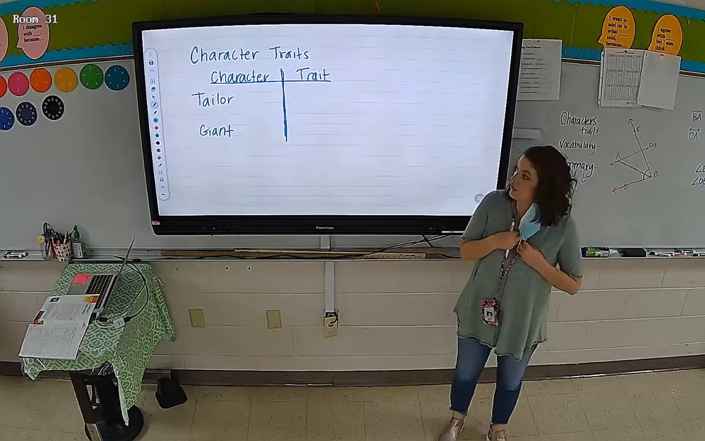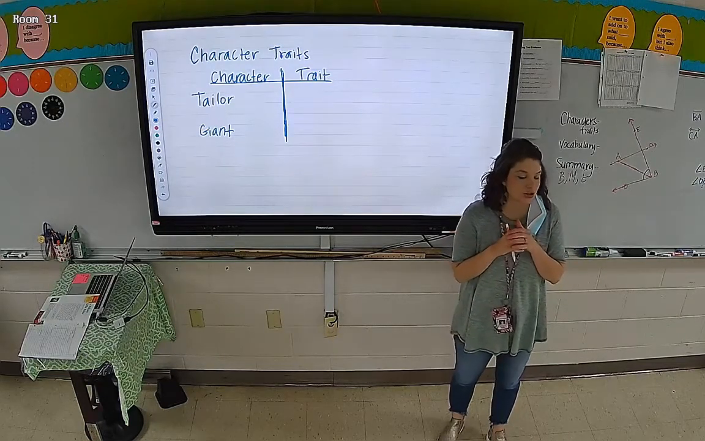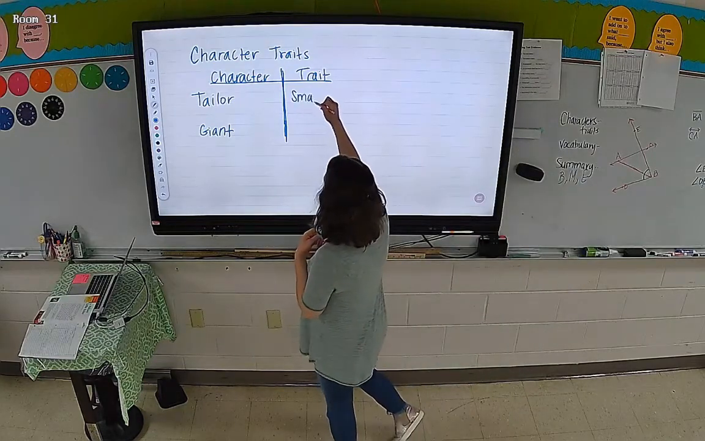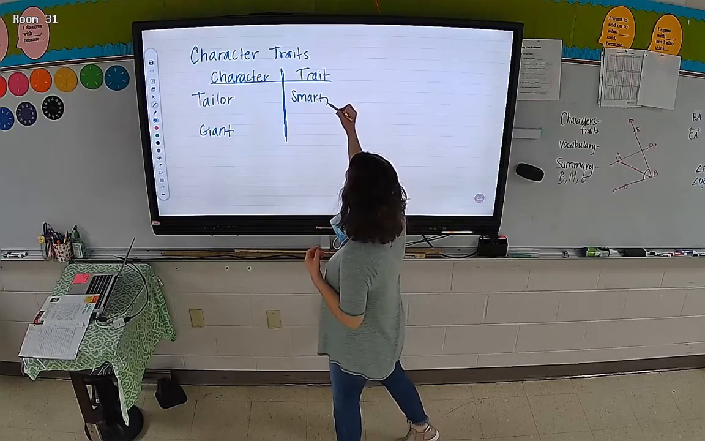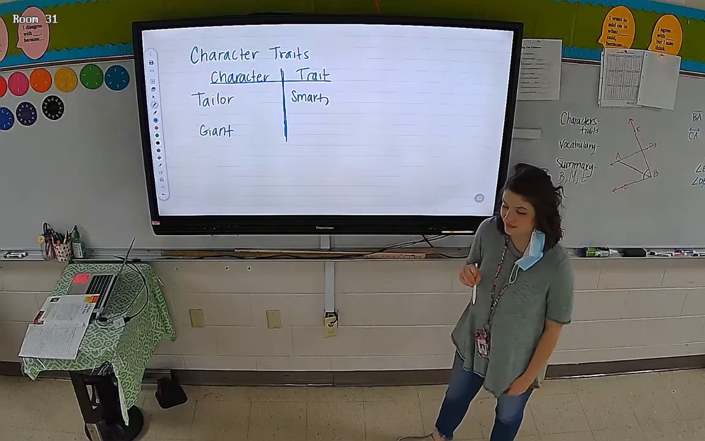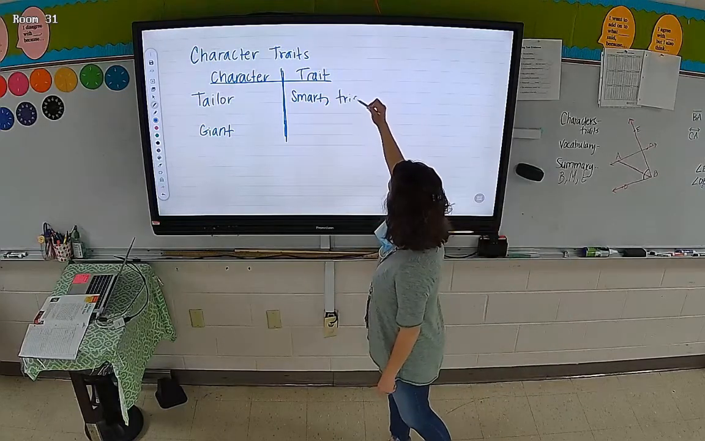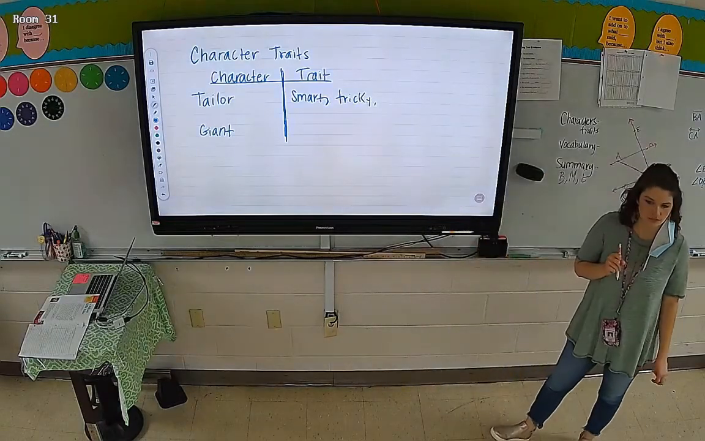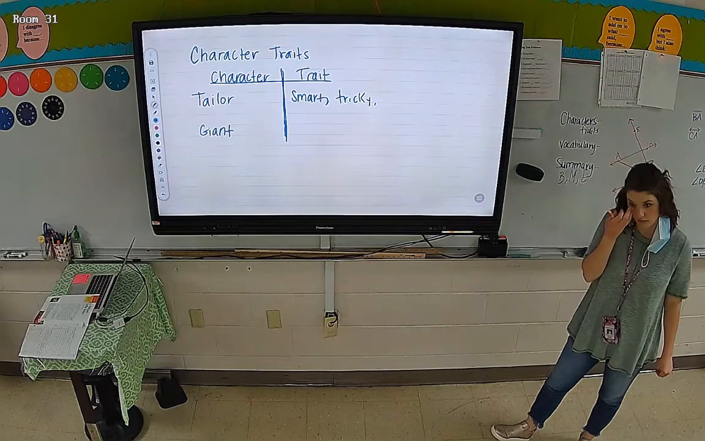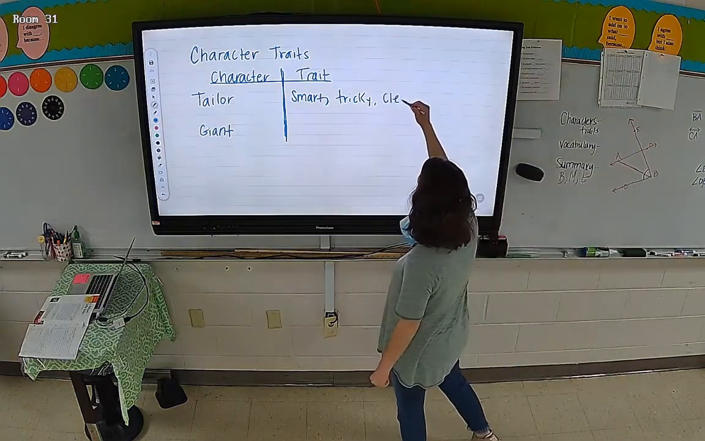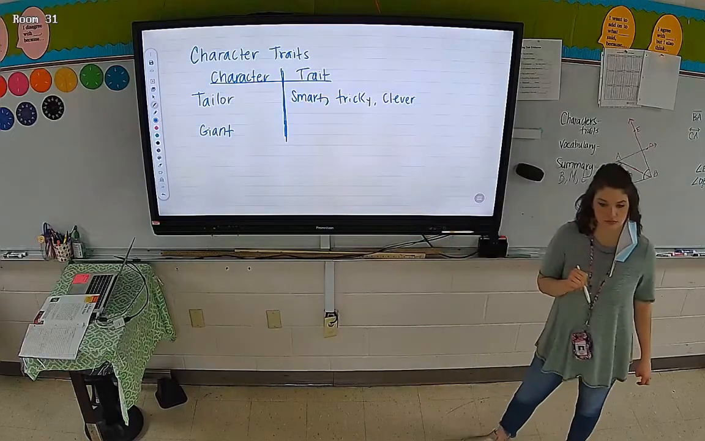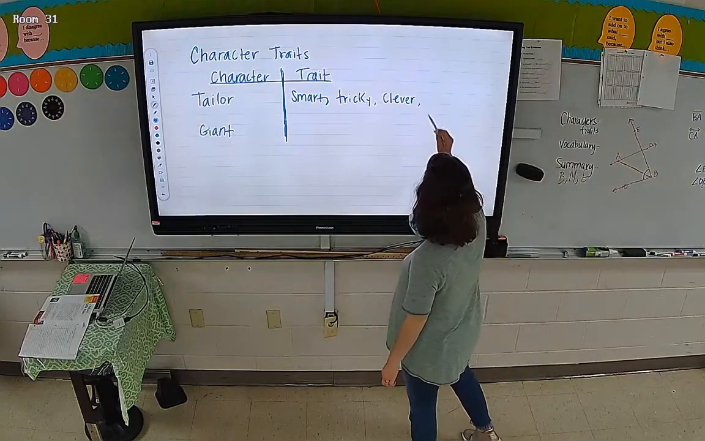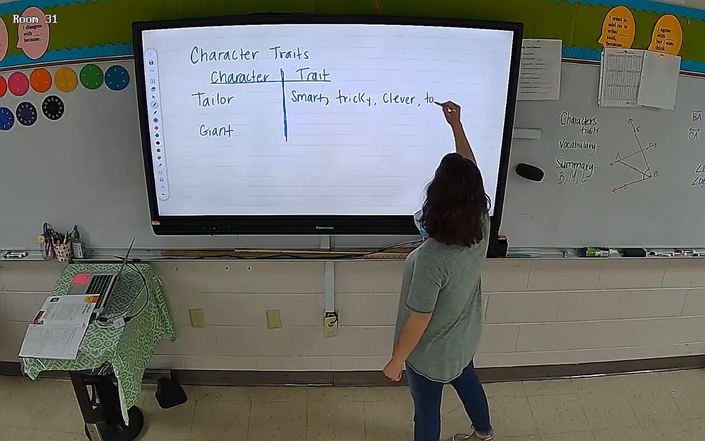What do you put for the Tailor? Let's talk about the Tailor first. What's the word you put for the Tailor, Cadence? Smart. Okay. What else did you put for the Tailor? Cody? Tricky. Did we write these on ours? You can add them. Jose? Instead of smart, I'll put clever. Clever. Patrice? Really good sewing. Okay. Talented. Yeah, talented. Let's say that.